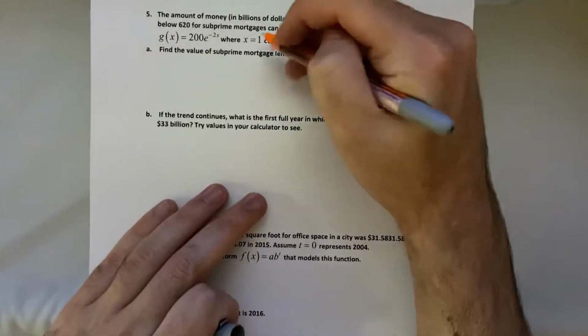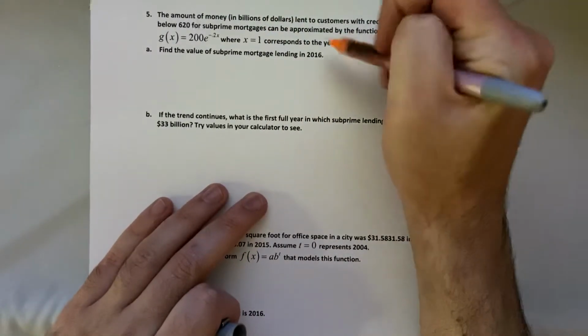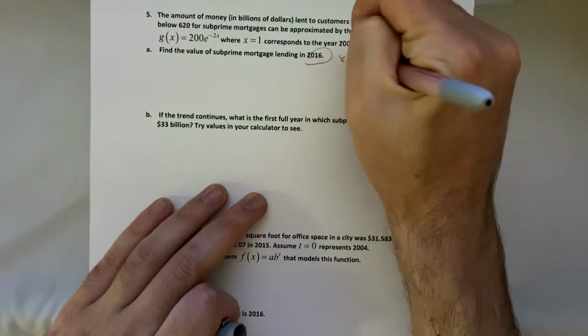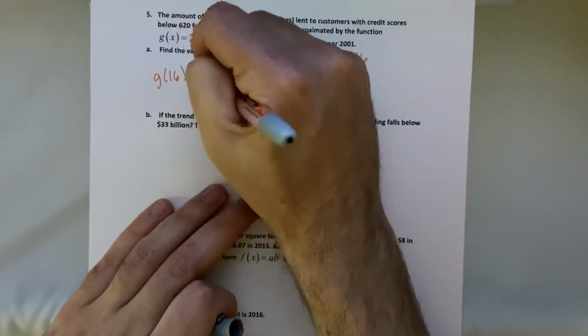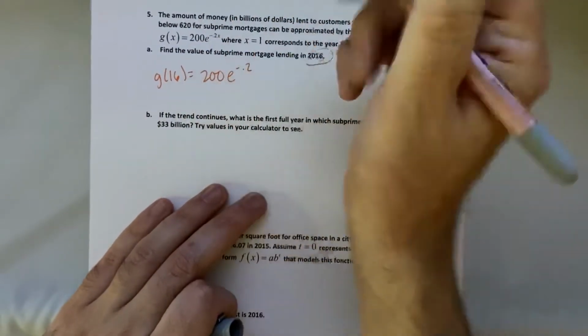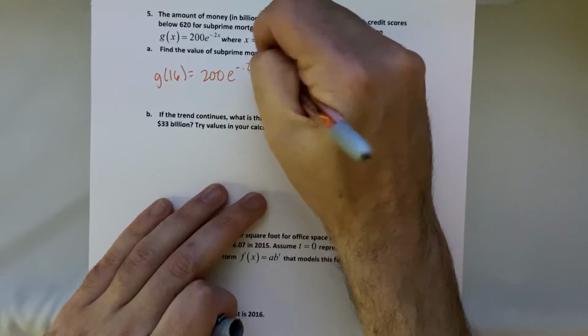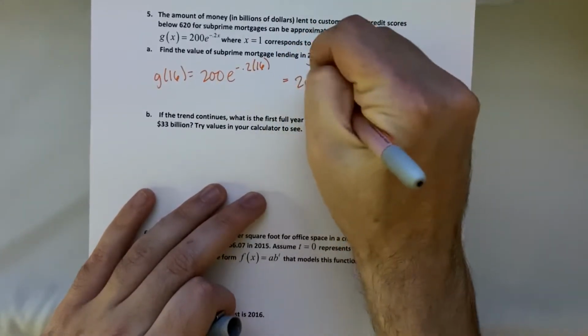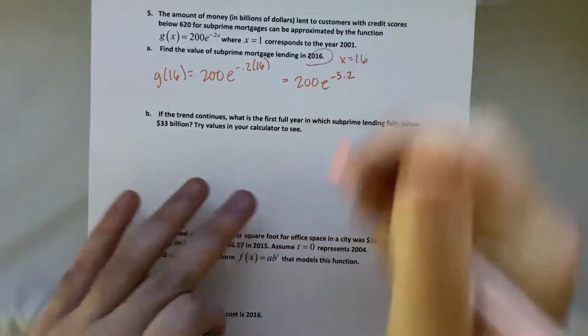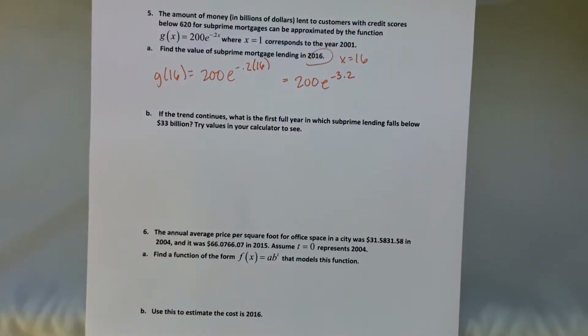So if x equals 1 corresponds to the year 2001, that means 2016 is going to be x equals 16. So g of 16 equals 200 times e to the negative 0.2 times 16. 0.2 times 16 is negative 3.2, so this is 200 e to the negative 3.2 power. And again, this is where we put it in the calculator to find an answer, or Google. And Google will know what e is.